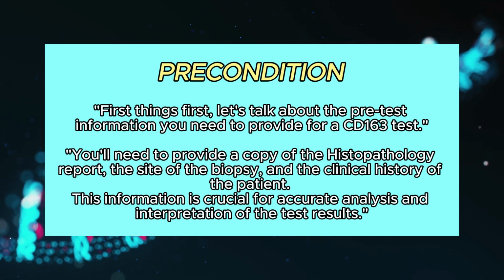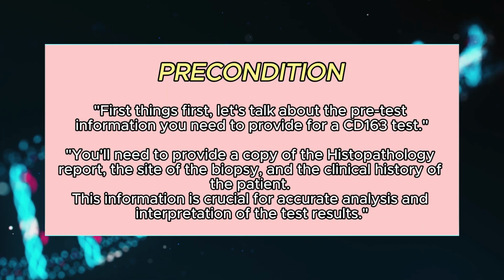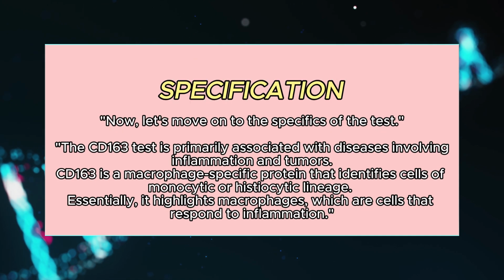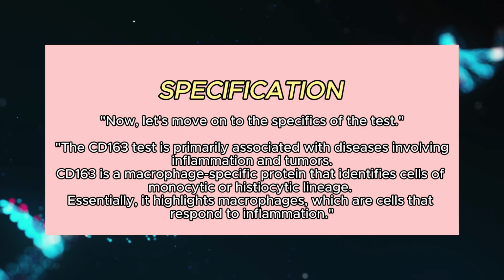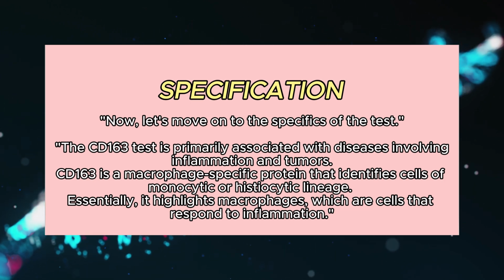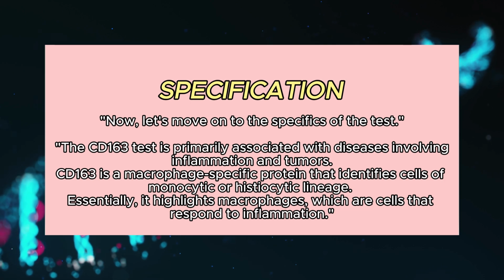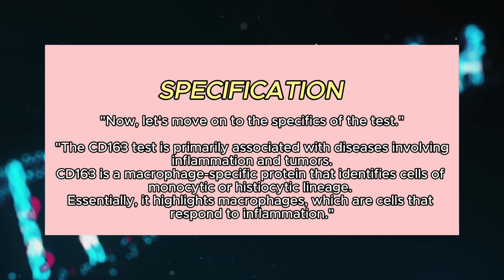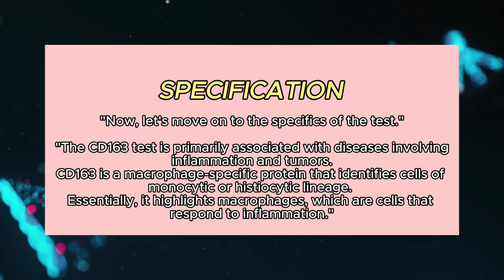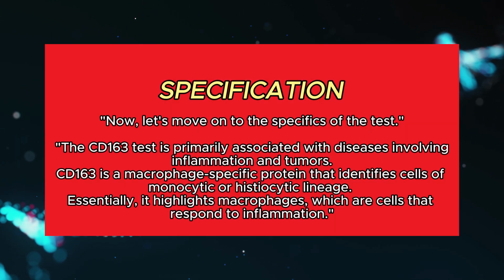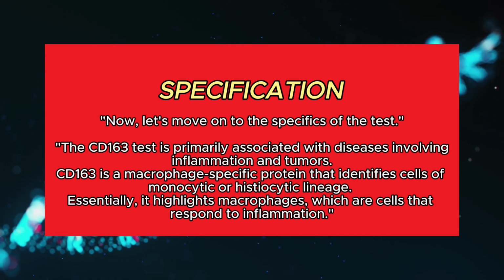Specification of the test. Now, let's move on to the specifics of the test. The CD163 test is primarily associated with diseases involving inflammation and tumors. CD163 is a macrophage-specific protein that identifies cells of monocytic or histiocytic lineage. Essentially, it highlights macrophages, which are cells that respond to inflammation.